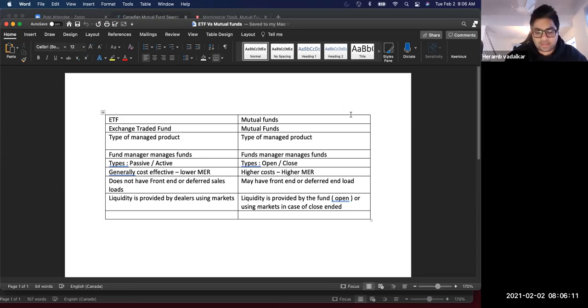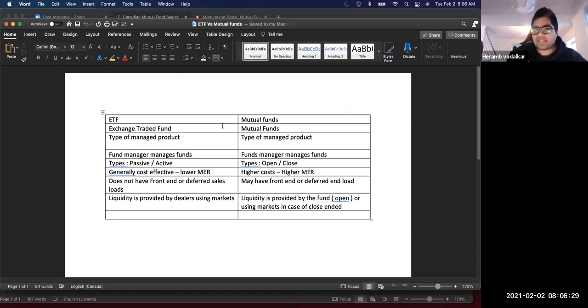So in this class, we are going to discuss the difference between mutual funds and ETFs, and we are going to do a problem based on that too. One problem I'll try and do right in front of you, and one problem I'll give to you to do on your own.